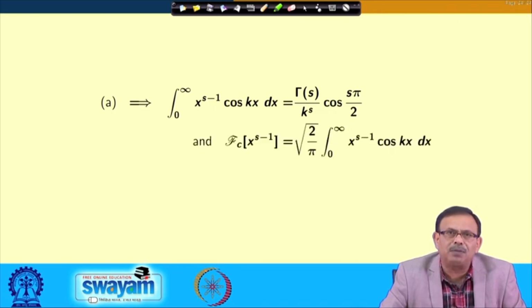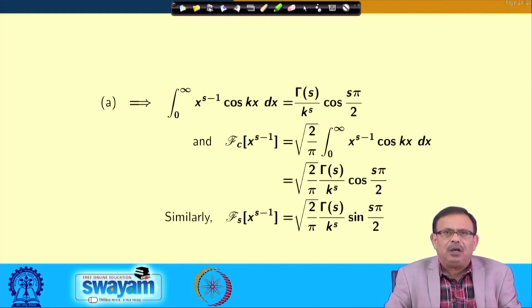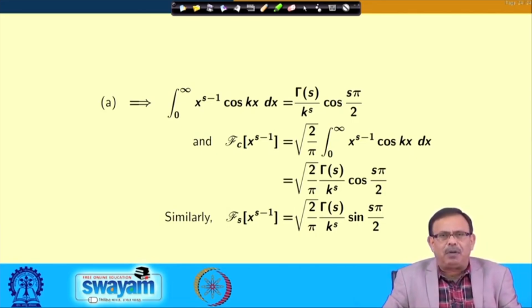Now the Fourier cosine transform of x to the power s minus 1 is nothing but root over 2 by pi integral 0 to infinity x to the power s minus 1 cos kx. If I evaluate the value, I will obtain the Fourier cosine transform of x to the power s minus 1 is root over 2 by pi gamma s by k to the power s into cos of s pi by 2. And in the same way, I can show that the Fourier sine transform of x to the power s minus 1 will be equal to root over 2 by pi gamma s by k to the power s into sin s pi by 2.